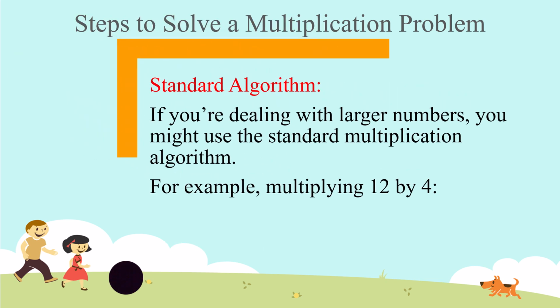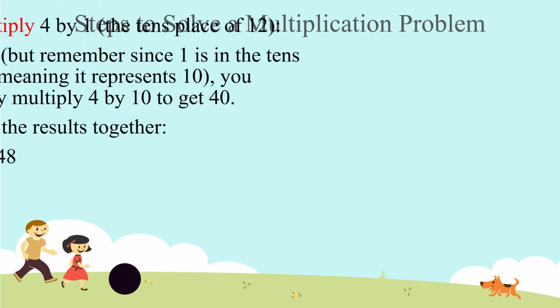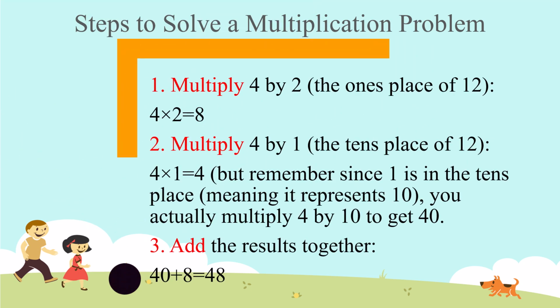However, you can also use the standard algorithm. If you're dealing with larger numbers, you might use the standard multiplication algorithm. For example, multiplying 12 by 4. Step 1. Multiply 4 by 2, the ones place of 12. 4 times 2 equals 8. Step 2. Multiply 4 by 1, the tens place of 12. 4 times 1 equals 4.